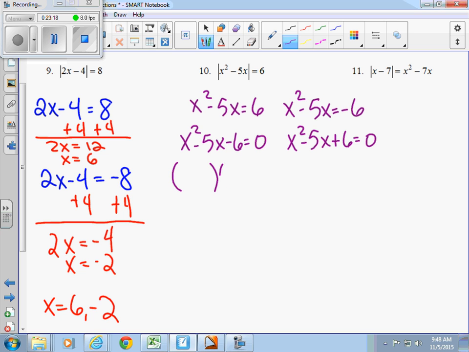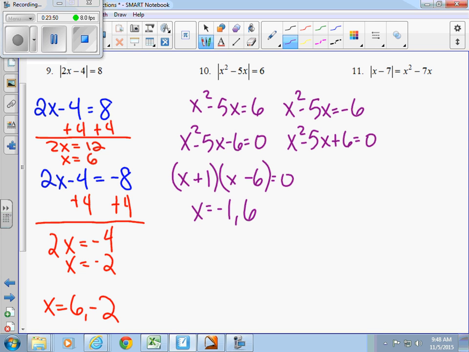What are the factors of 6 that subtract to give you 5? 1 and -6. Good. So x is -1 and 6. Okay, on the right. Yeah, factor it. So anytime you have a quadratic, try to factor. If that doesn't work, then you have to go to the quadratic formula. We hope it works.